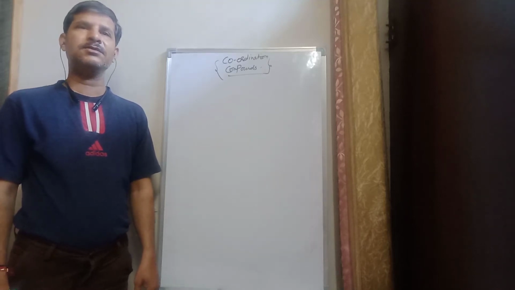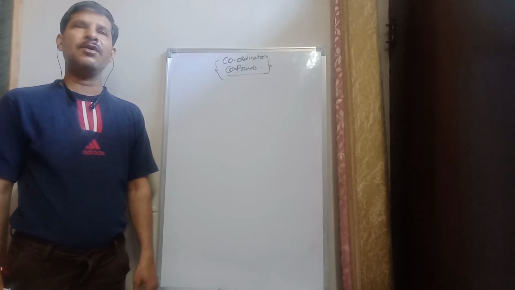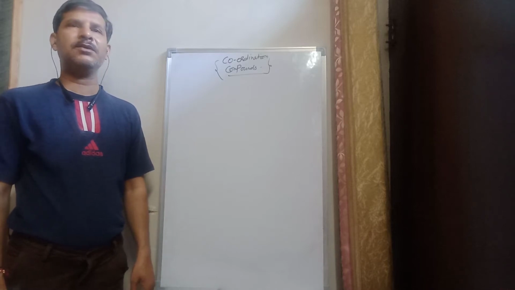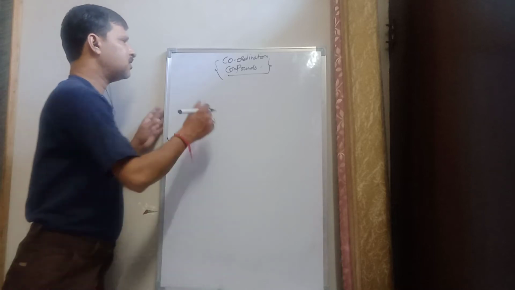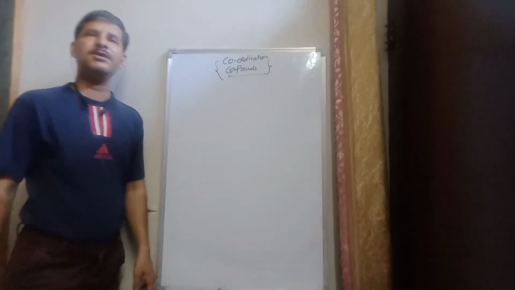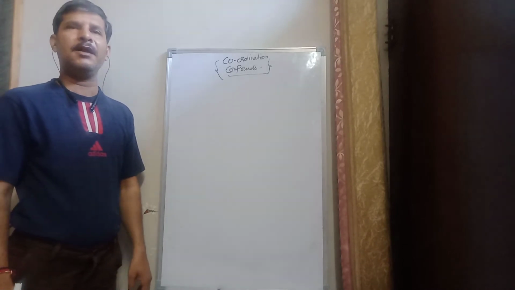Today we are going to study coordination compounds. Before starting coordination compounds, we should know about simple salts. Simple salts are those salts which have only one kind of cation and one kind of anion.